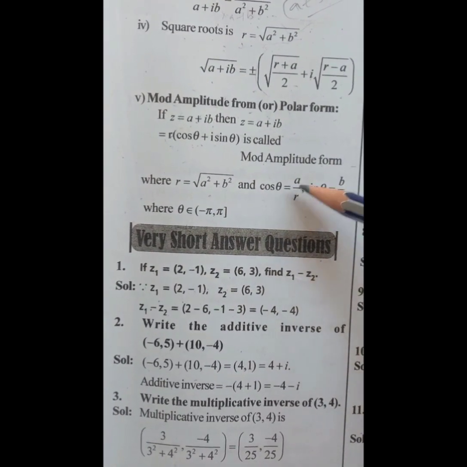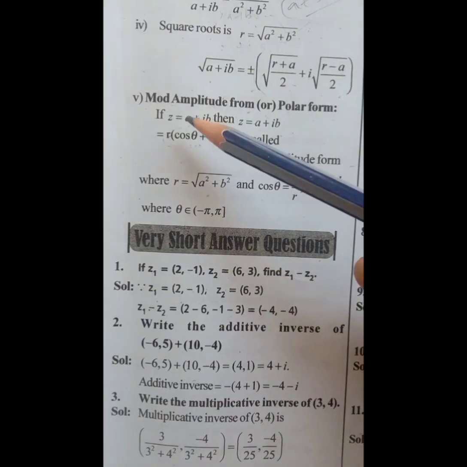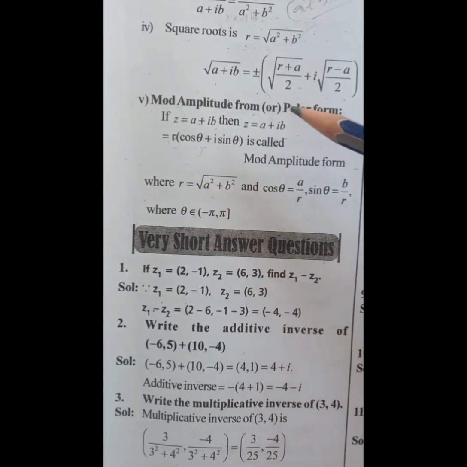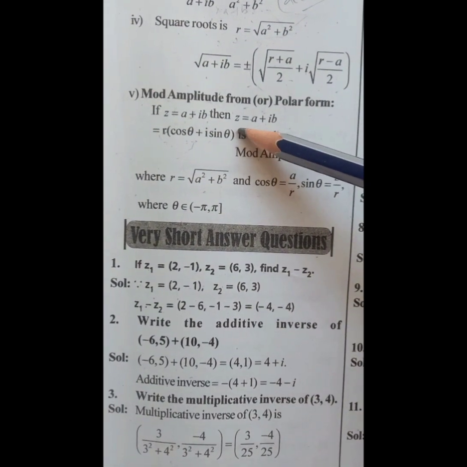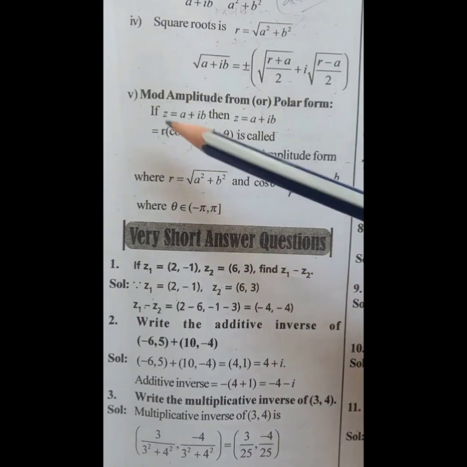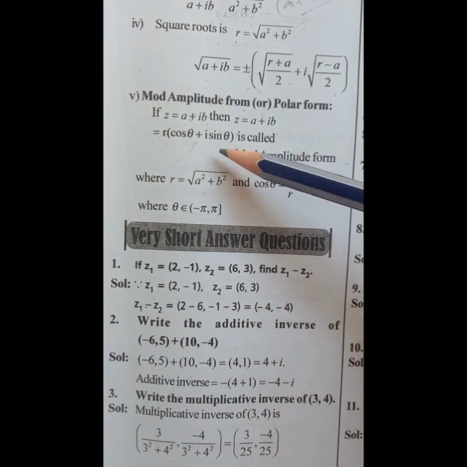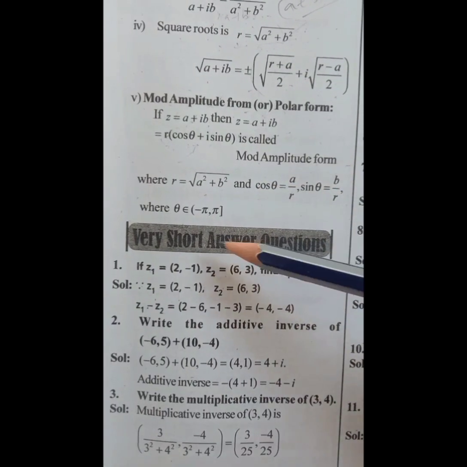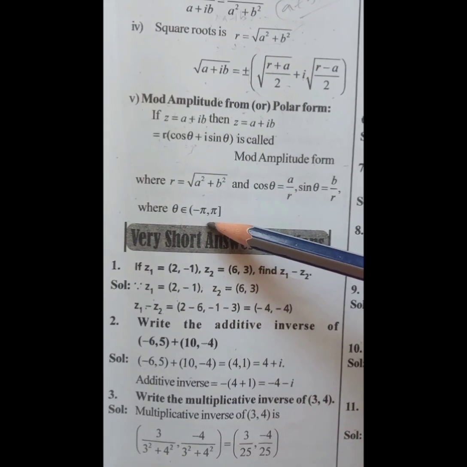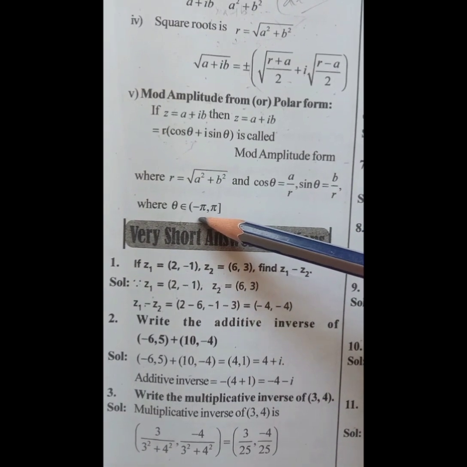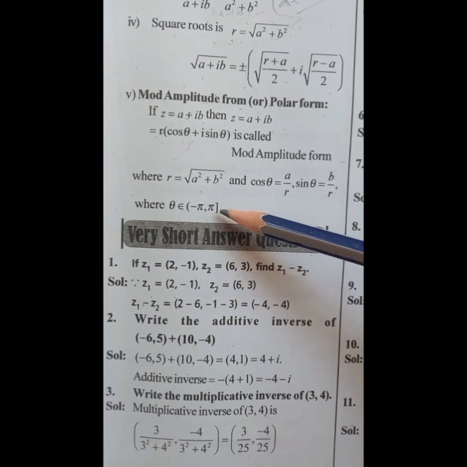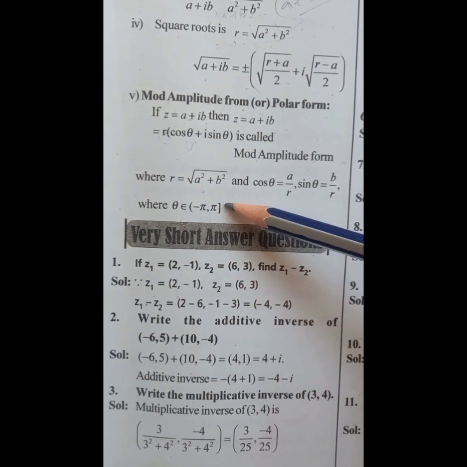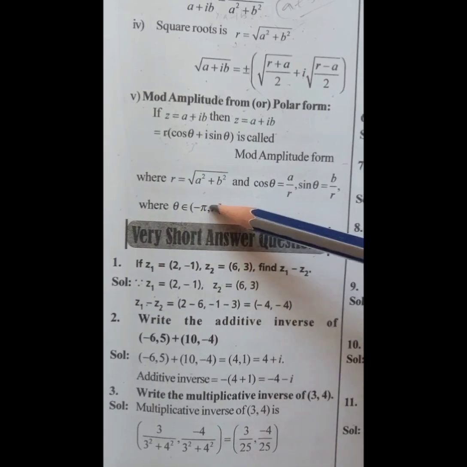For cos theta we consider a by r, taking the a value as cos theta. For sin theta we take b by r. Taking the values for the left side is known as the sin values. Theta belongs to minus pi to plus pi, minus 180 to plus 180. This is the angle range that theta belongs to.